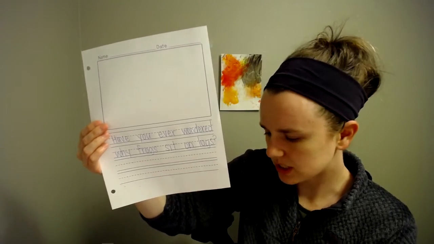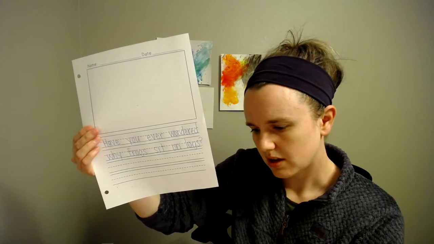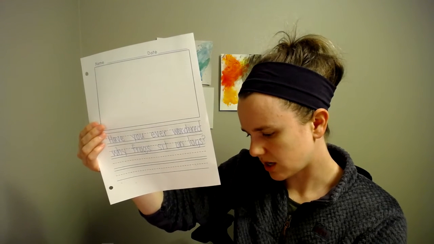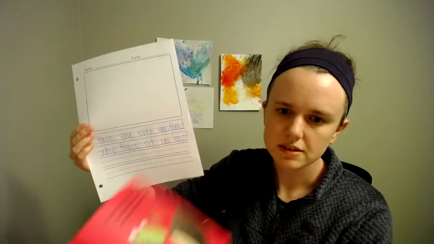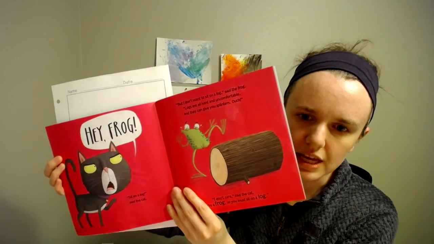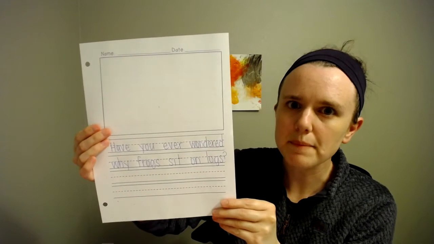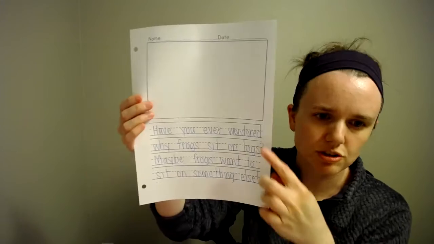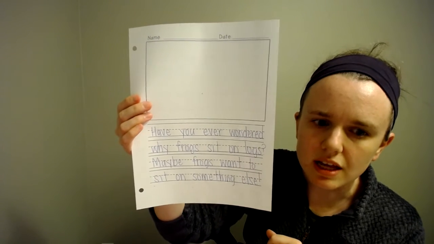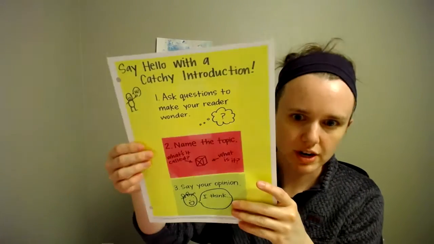And I might add a little bit more detail because he starts the story by asking if he could sit on something else. So I'm going to remember this funny page at the beginning where he says, logs are all hard and uncomfortable and they can give you splinters. So I'm going to remember that funny part, and I'm going to say that maybe frogs want to sit on something else. So far I have, have you ever wondered why frogs sit on logs? Maybe frogs want to sit on something else. And then I have to do my next step. So I've asked my question, and I even added a little extra detail. You can do that or you don't have to.